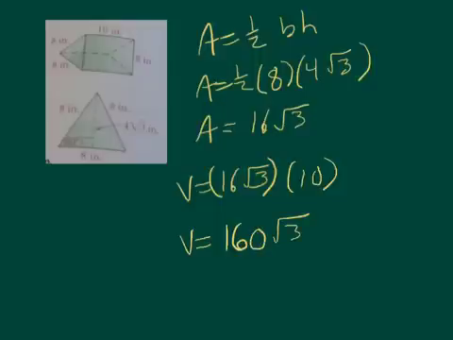Now if I asked you to leave it in terms of simplest radical form, you would leave it like that. Otherwise you would plug it into your calculator and get the decimal as 277.12, or around there.